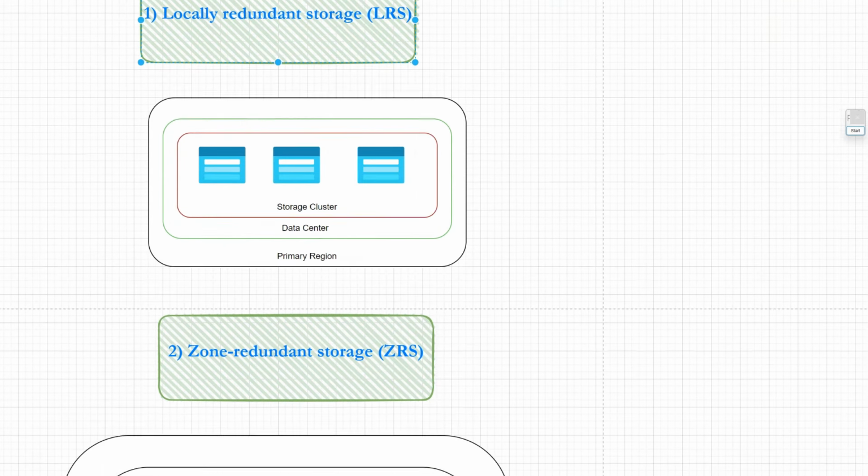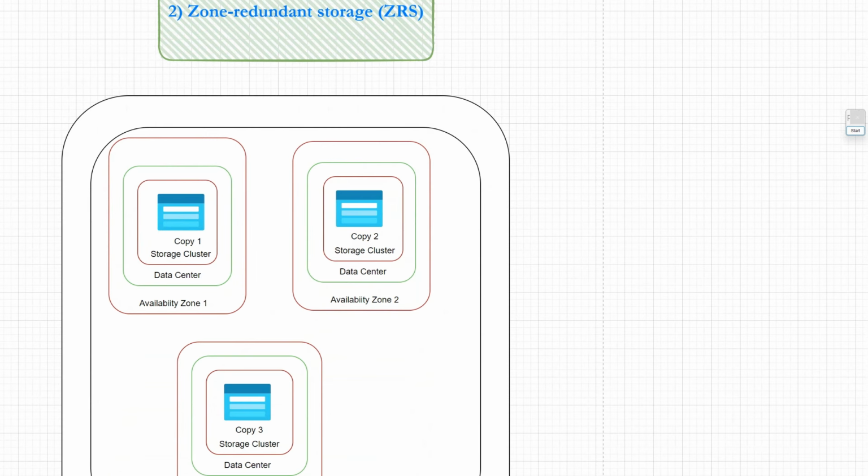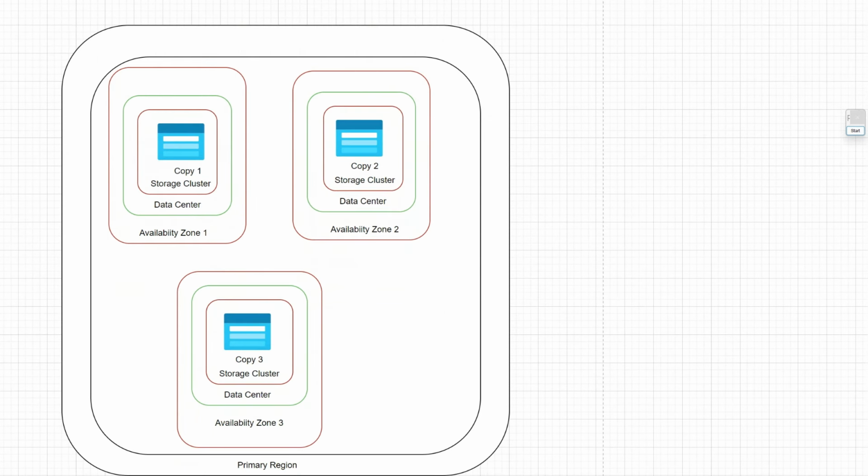Then the second option is zone redundant storage. So what happens in this zone redundant storage is ZRS, it replicates your data across the 3 availability zones within a region.